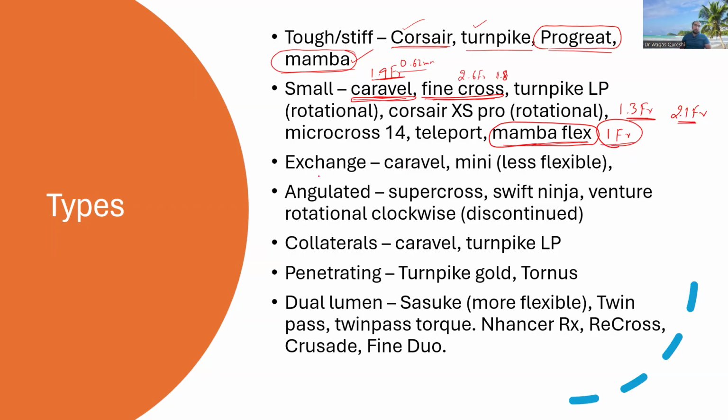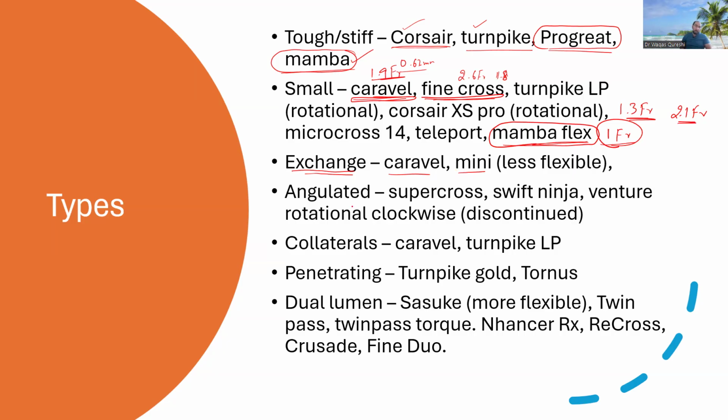In cases of exchange, when you're just doing exchange, not of the catheters, just the wire, I try to use Caravelle or Mini, where the goal is not to cross, but just to put the wire in and get the catheter out. So I use these two catheters.